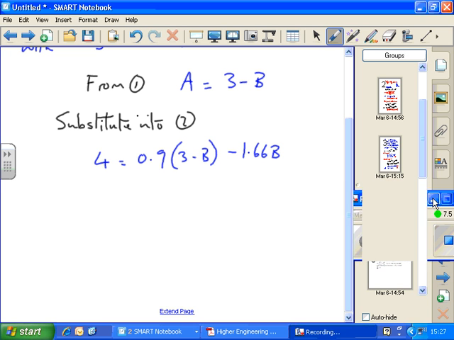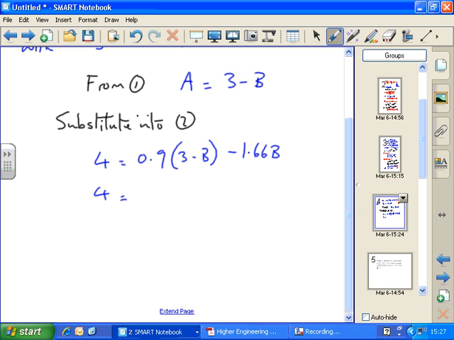Multiply out the brackets. I heard somebody mutter 0.9 times 3. Well, what's 0.9 times 3? 2.7 minus 0.9b minus 1.66b. We can combine the b's. Minus 1.66 minus 0.9 is minus 2.56.